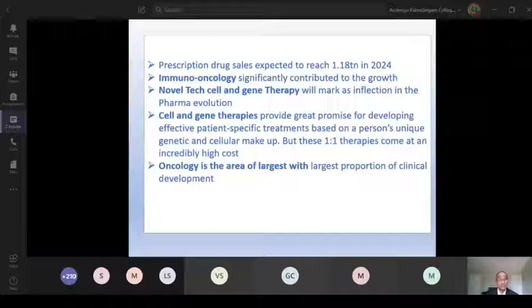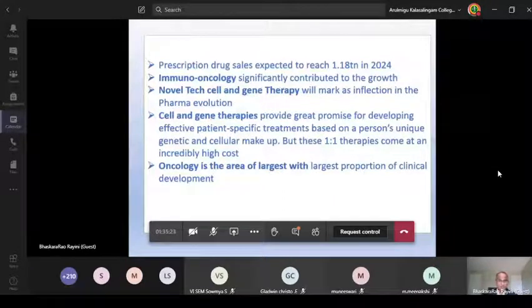Cell and gene therapies provide a greater promise for developing effective patient-specific treatments based upon a patient's unique genetic and cellular makeup. So oncology is the area with the largest population of clinical development.